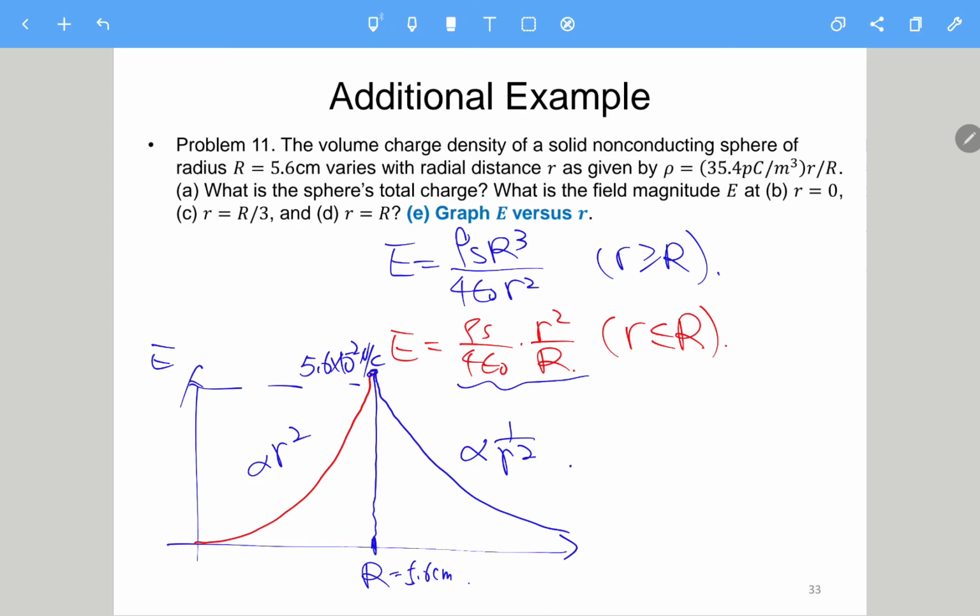So we managed to draw this figure out after some calculations. So any questions so far?